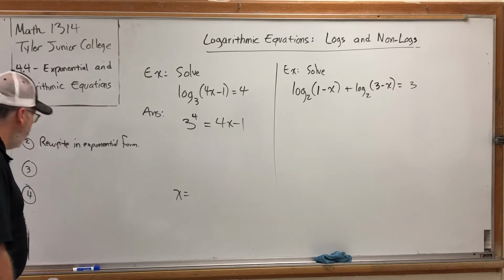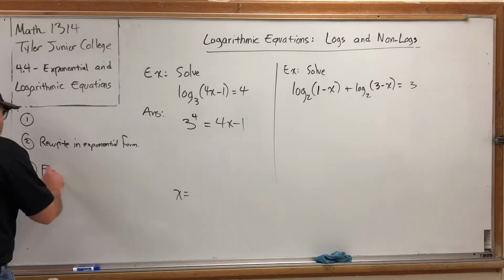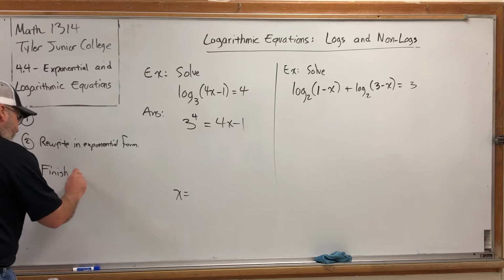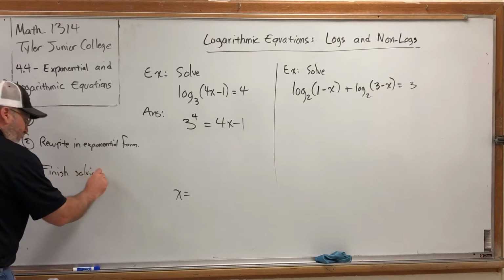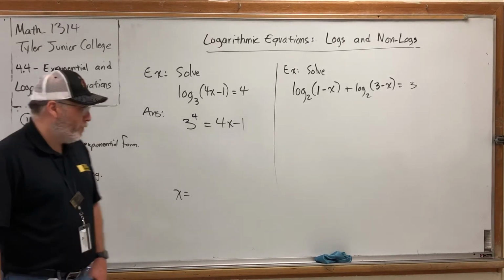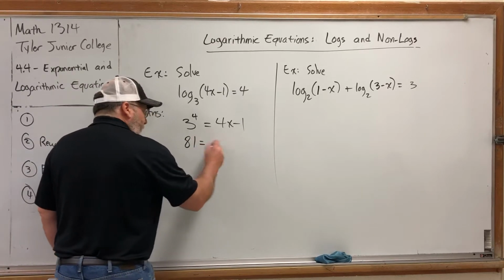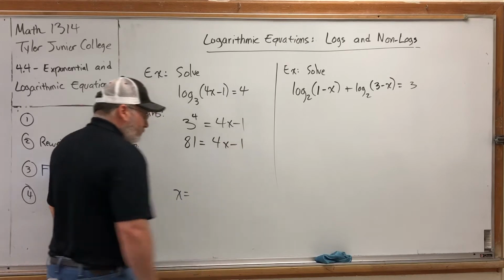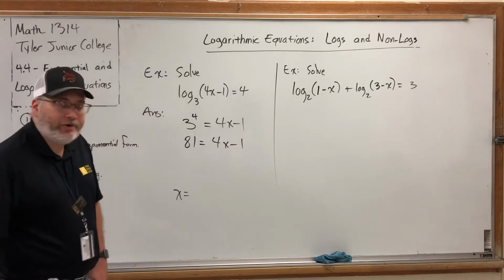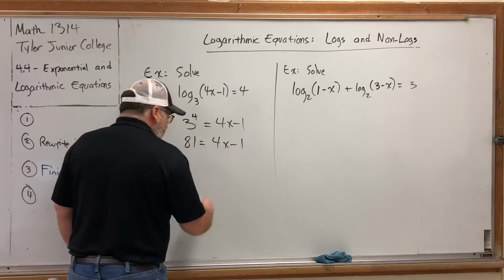Now we can solve for the x. That's step 3. Finish solving. I guess before we do that, we should evaluate 3 to the 4th power. It's 81. You didn't know your calculator would. Now it's just a simple 2-step linear equation. Add 1 to both sides.